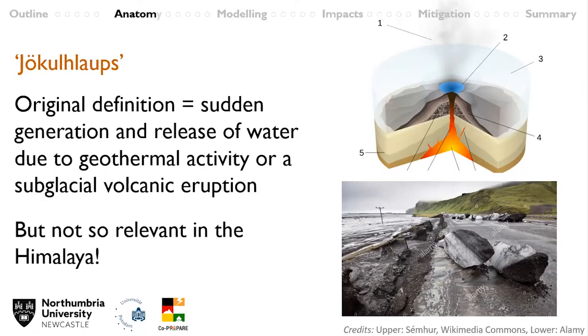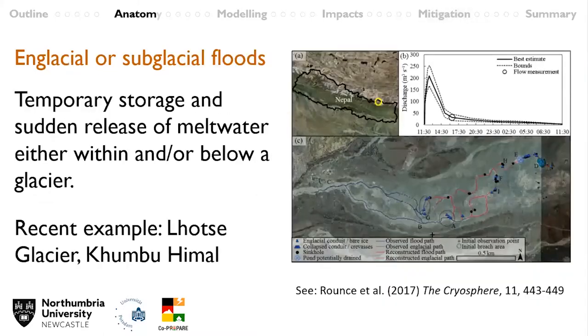glaciers which are sitting on top of volcanoes, as you can see in the schematic in the top right there. And in this example, we have warming from beneath a glacier, which melts the ice above it and produces the water, which then escapes through a glacial system to form an outburst flood. We also have englacial or subglacial floods, which involve the temporary storage and sudden release of meltwater, either from within or below a glacier.